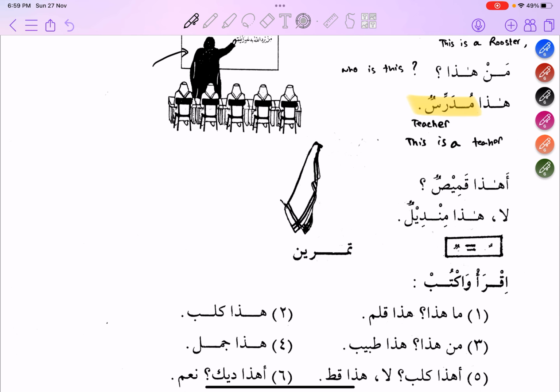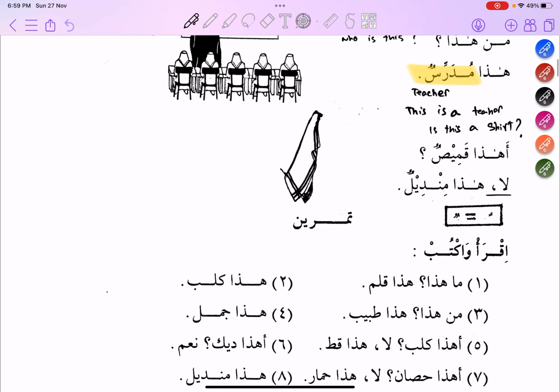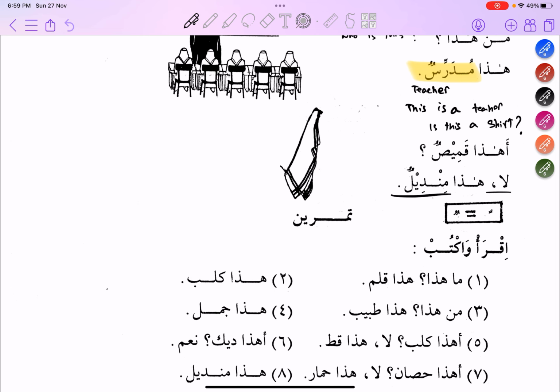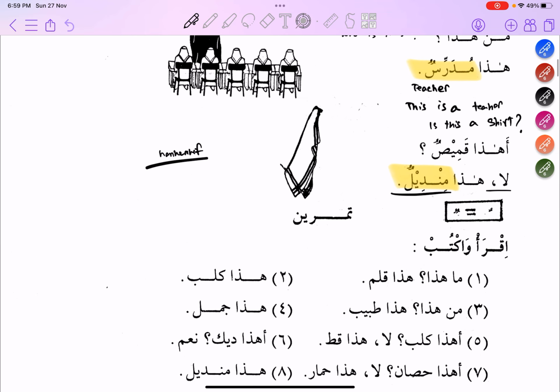أهذا قميص? Is this a shirt? No. لا. هذا منديل. منديل means handkerchief, or like a small towel. This is also a new word. So mindil means handkerchief. Alright, so هذا قميص, is this a shirt? No, لا هذا منديل. This is a handkerchief. طيب.